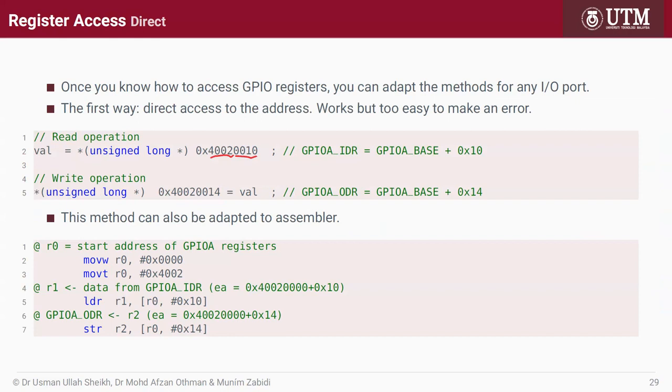Alright, so right now, let's say I want to read data from the input data register. So I put this typecasting. I will convert this number to a pointer, and I will read the data and store it into the value val. If I want to write, I just reverse it.